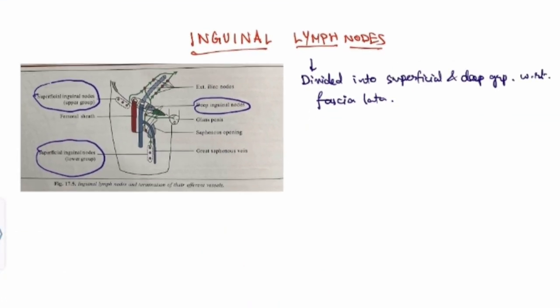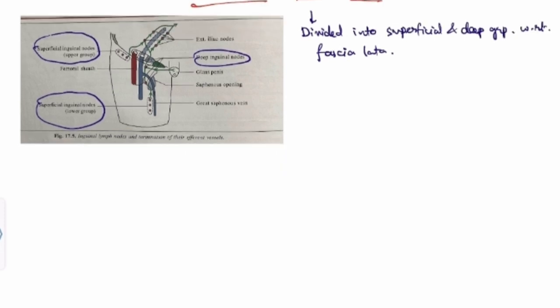So first of all, let's go into the superficial lymph nodes, and then we will go over to the deep lymph nodes. Very small discussion. Superficial lymph nodes. What is important is you have to know their position and their afferents, efferents. Since these are superficial, where will they be situated? In the subcutaneous fat.